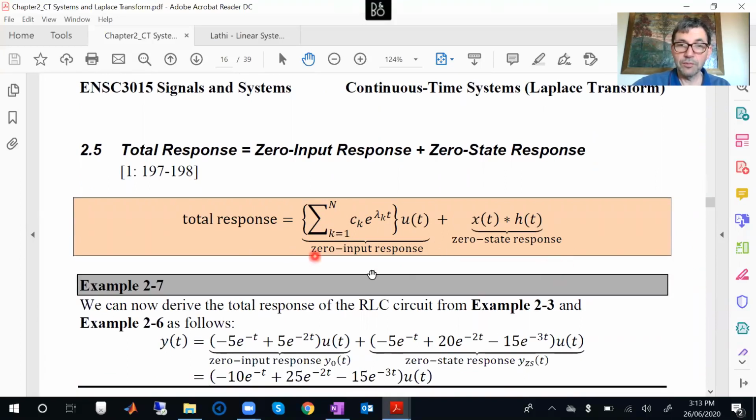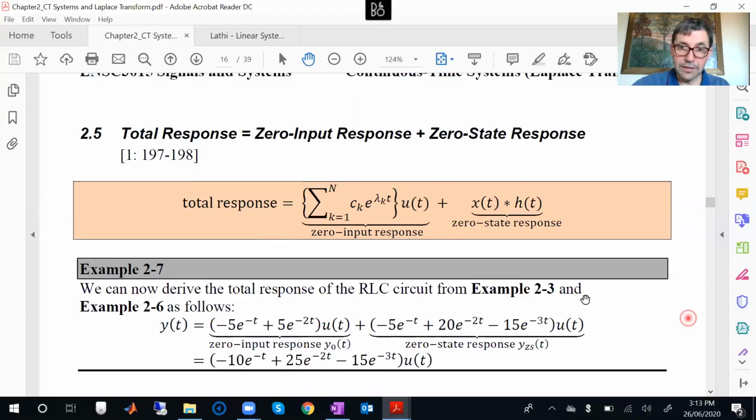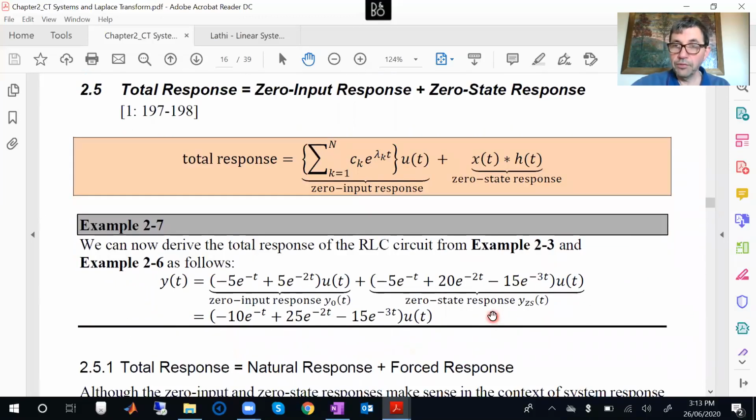Remember, the zero input response comes from the characteristic modes, which are the lambda k, and you work out the ck from the initial conditions, the state of the system with no input, and the zero state response is the response to the input, where the state is 0. So, given that we've already worked out the zero input response from example 2.3, and we have just now worked out the zero state response, we add the 2 together, and we finally get the total response to the input and to the initial state. And this is what the system will respond.